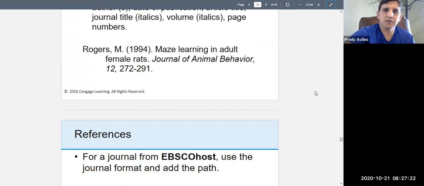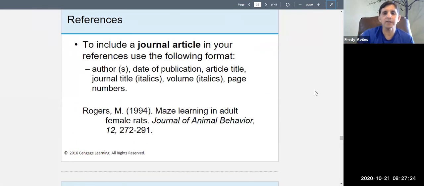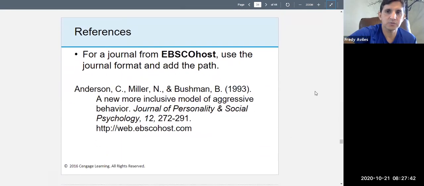So this journal article method over here, technically, if you do it that way, it means that you actually got the thing in print. You actually went to the library and you found it. You found that big volume, right? And you went to those specific pages and you found the article. If you got it online, then you use the other one.